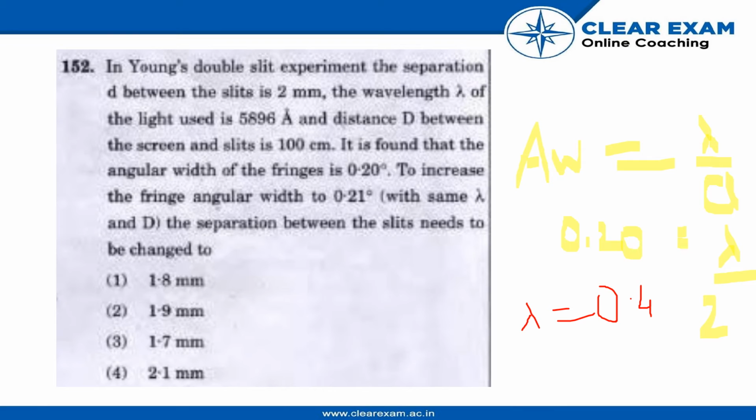Now what we have to do? We have to do the calculation for this. Now putting the value of lambda in the condition of 0.21 degree. So 0.21 degree is equal to lambda upon d to find the distance. So we can take it over there and take the d over here. I will do it over here so that we can find the answer correctly.